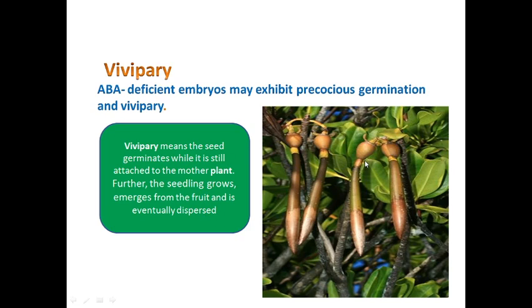Let me give you the example of the red mangrove. The seed is attached to the mother plant, but it starts growing. It starts to germinate and forms the seedling. Later it gets detached from the mother plant and falls near the mother plant and starts growing as a new plant. So ABA-deficient embryos may exhibit precocious germination and vivipary.